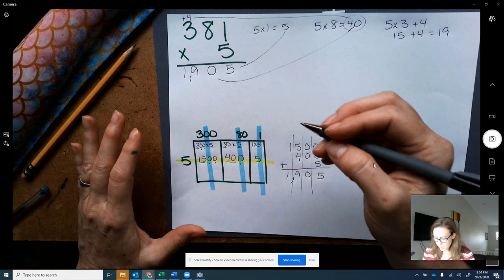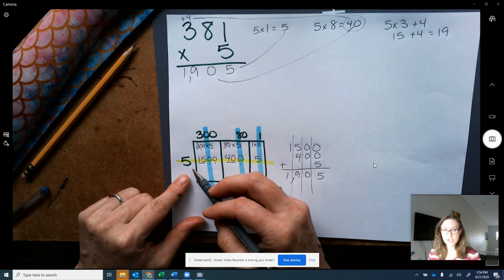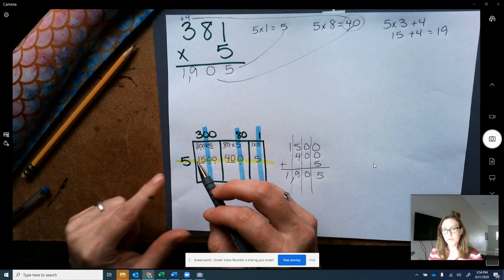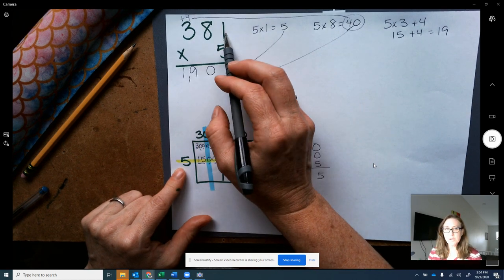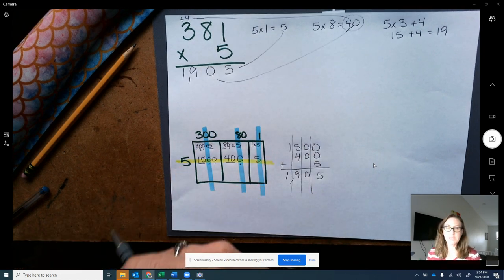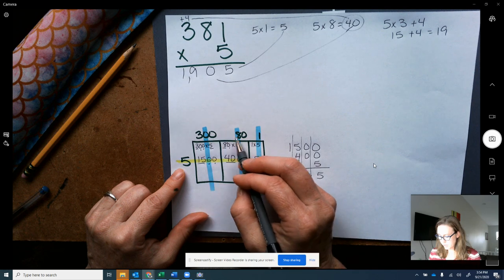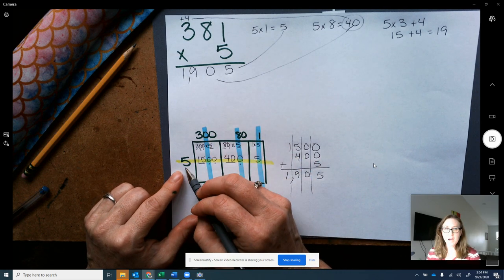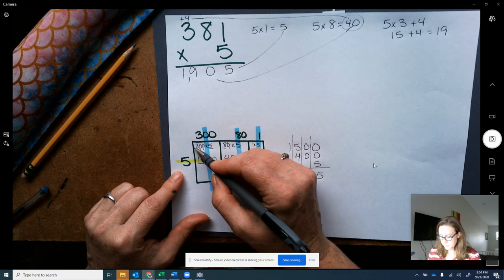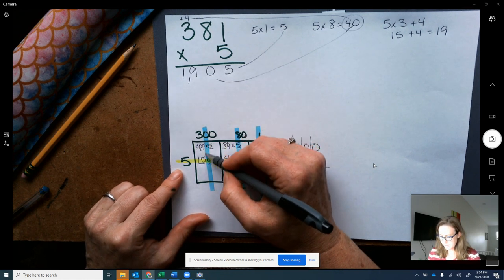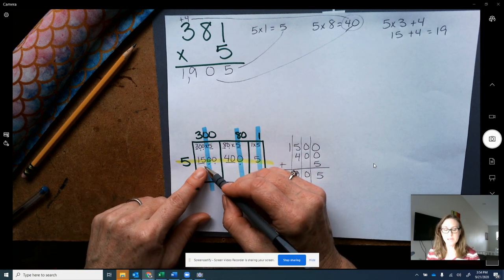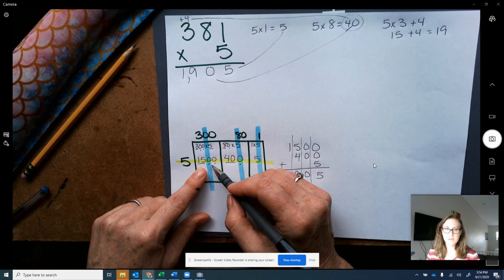So what I would like to show you is the box or window method, if you've forgotten how to do that. 381 is not a 3, an 8, and a 1. It's actually 300 plus 80 plus 1. We're multiplying that by 5. So we have this box here designated for these two numbers. 300 times 5 is 1,500.